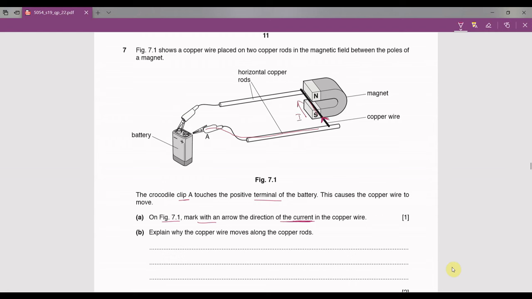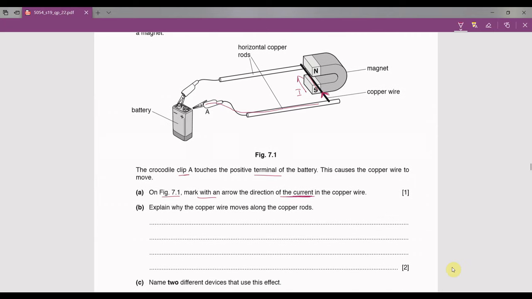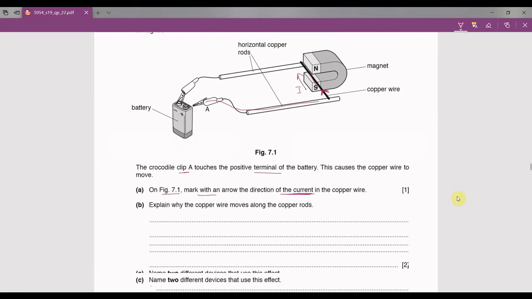Part B says explain why the copper wire moves along the copper rods. Now obviously we have a wire in which a current is passing, and that wire is placed between the magnet. So this is an electromagnetic effect which is going to take place. But why does that happen? Well, because when the current is passing through the wire, it's basically a magnet itself. It acts as an electromagnet, a temporary magnet.